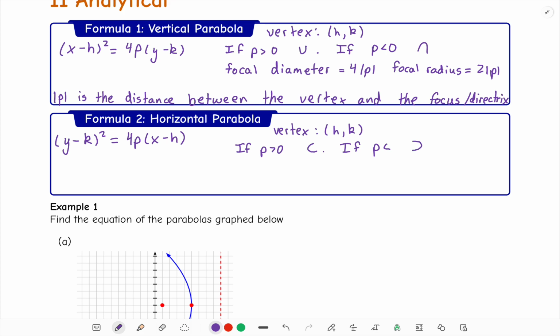Otherwise, if p is less than 0, it opens to the left. I'm not going to write it down again, but the focal diameter is still 4 times the absolute value of p. The focal radius is 2 times the absolute value of p, and the absolute value of p is the distance between the vertex and the focus or directrix. And that's it for part 1 of 7.2.